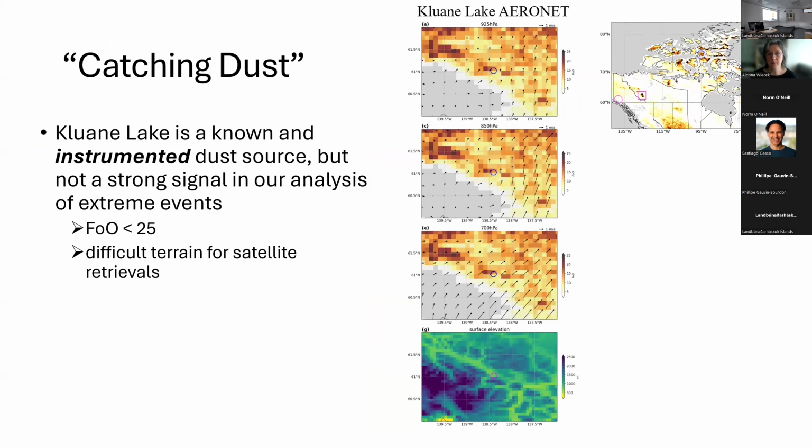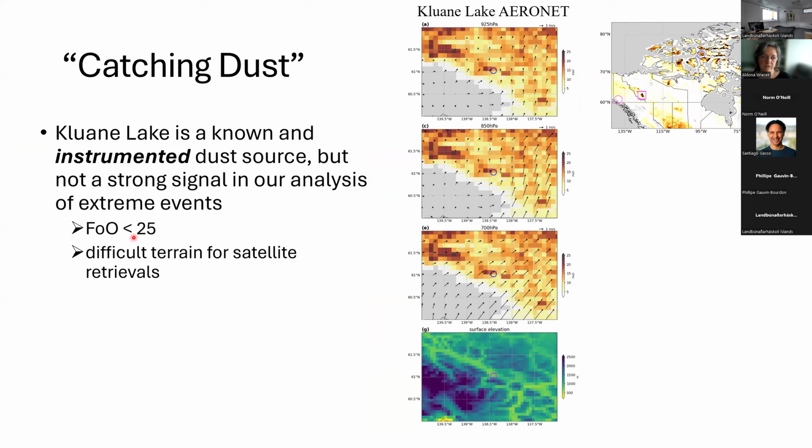Okay, so about catching dust. If you look at our map of source intensity, frequent extreme events, here's the two sources that I was just talking about. And here's two stations that had a fair bit of data. And Eureka's up here. Kluane Lake we looked at because it's instrumented and it's been placed downwind of a dust source. But the frequency of events is very low there.